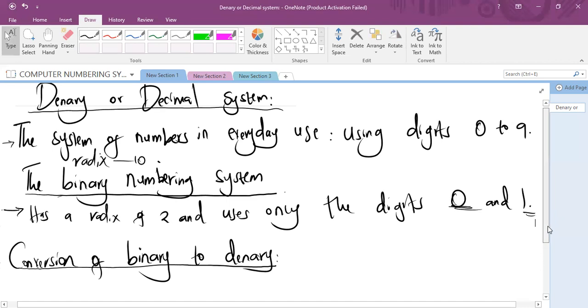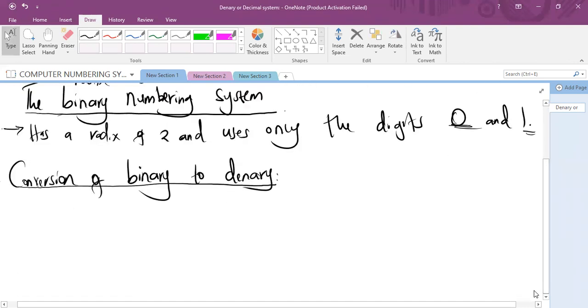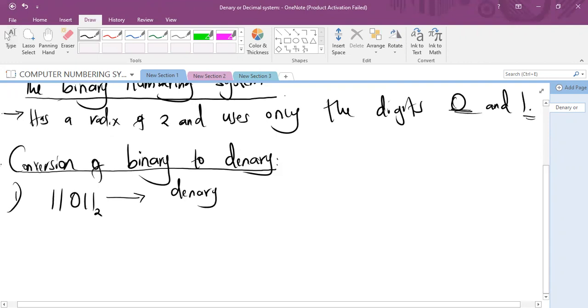So I would like us to look at conversion of binary to denary and vice versa. So, conversion of binary to denary. Let's say you're given a binary number 11011 to base 2, and then you're being told to convert this to denary. So how exactly do we go about that? I would want to write this number like this, first of all. So I have 1, 1, 0, 1, 1.